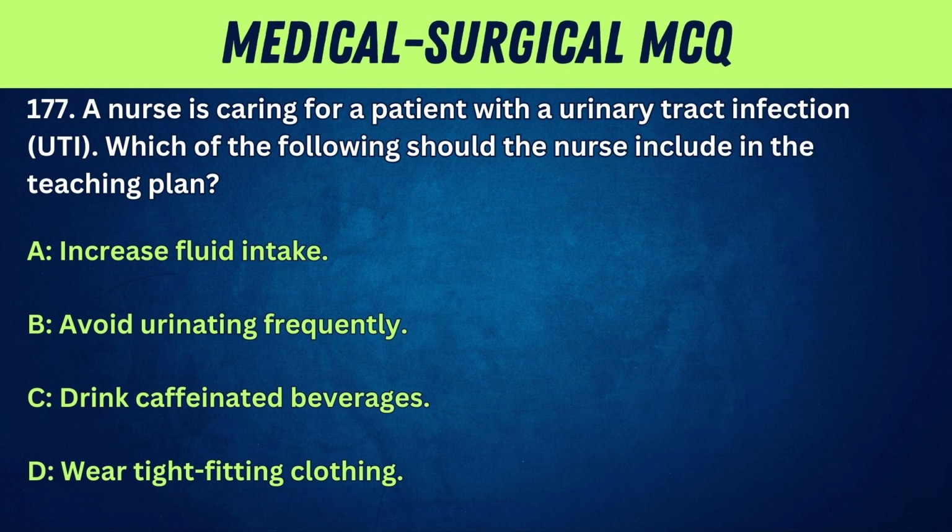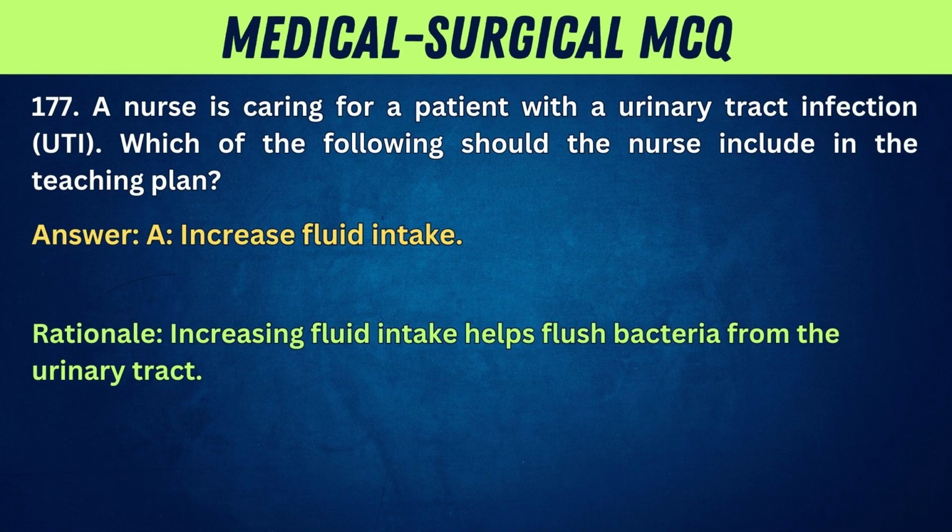177. A nurse is caring for a patient with a urinary tract infection, UTI. Which of the following should the nurse include in the teaching plan? A. Increase fluid intake. B. Avoid urinating frequently. C. Drink caffeinated beverages. D. Wear tight-fitting clothing. Answer: A. Increase fluid intake. Rationale: increasing fluid intake helps flush bacteria from the urinary tract.